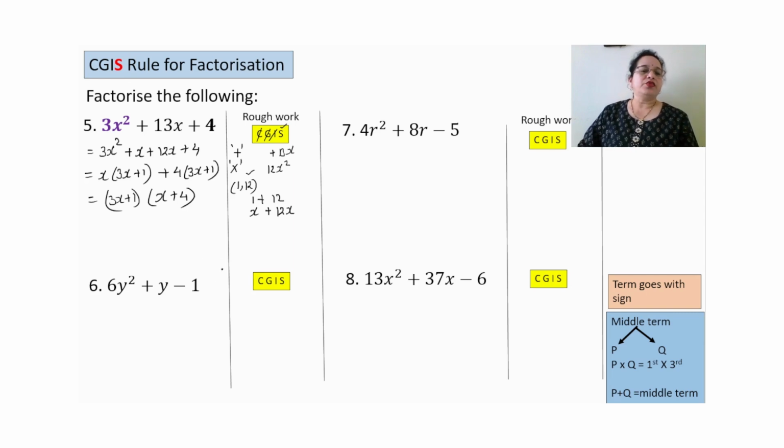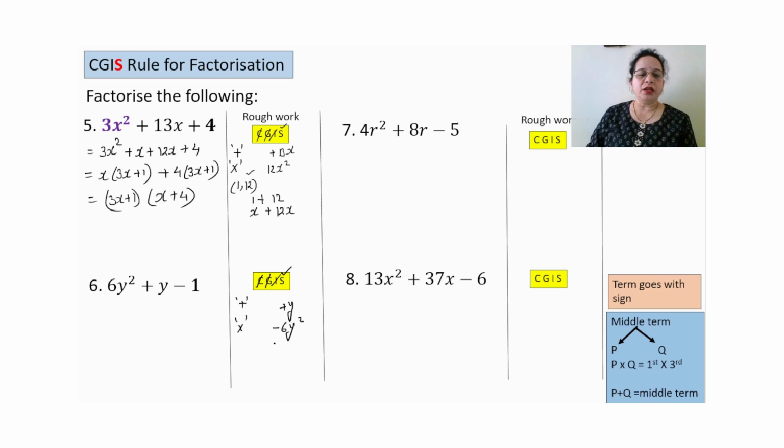Now come for the next one. Again taking common is not possible. Grouping, we cannot do grouping over here. Identity, so 6 cannot be written as a whole square, so identity is also not possible. We will go for splitting the middle term. When we add these two terms you should get plus y, and when we multiply you should get the product of first and the last term, that is minus 6y square.